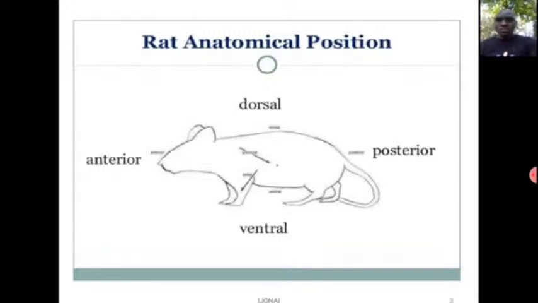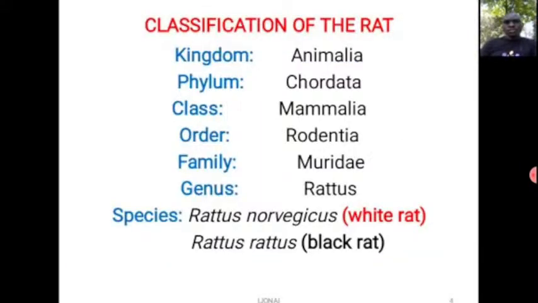You should now be comfortable with using those terms. So let's start with the classification of the rat. Every living organism, of course, can be classified into the different taxa that we use in the classification, thanks to Carolus Linnaeus and other scientists who developed the binomial nomenclature, but also contributed to taxonomy.